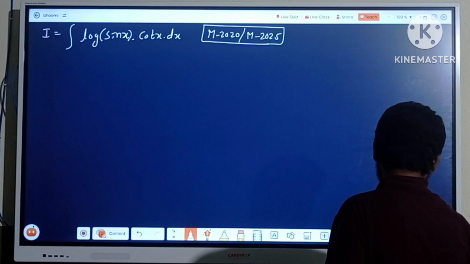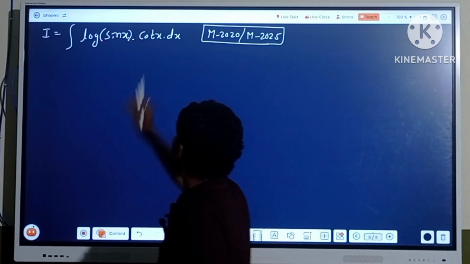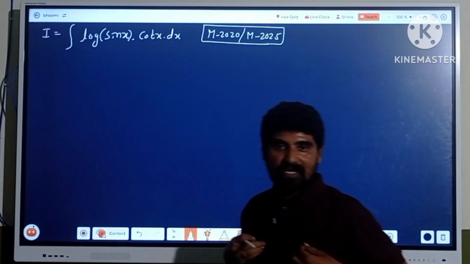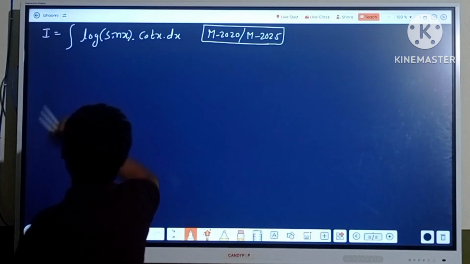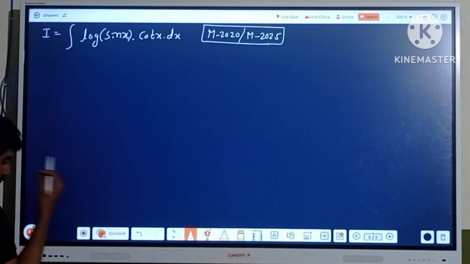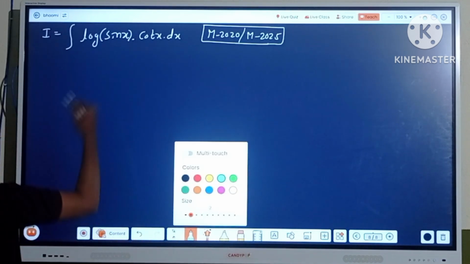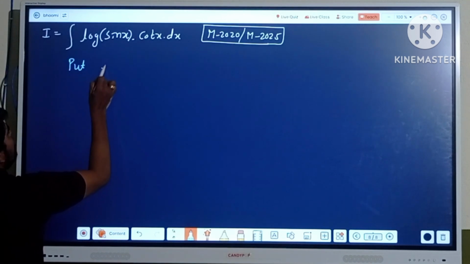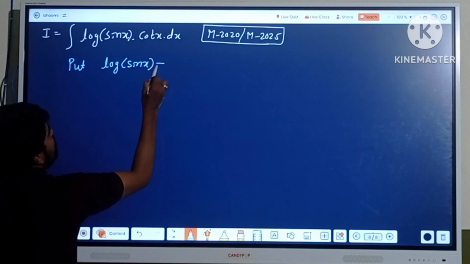See here, again observe the integrand. The integrand is log sin x into cot x dx. The derivative of cot x is minus cosecant square x, but here the other function is log sin x. So let us use the substitution for log sin x, because if we substitute cot x, log sin x does not come. So I am using substitution for log sin x. Put log sin x is equal to t.